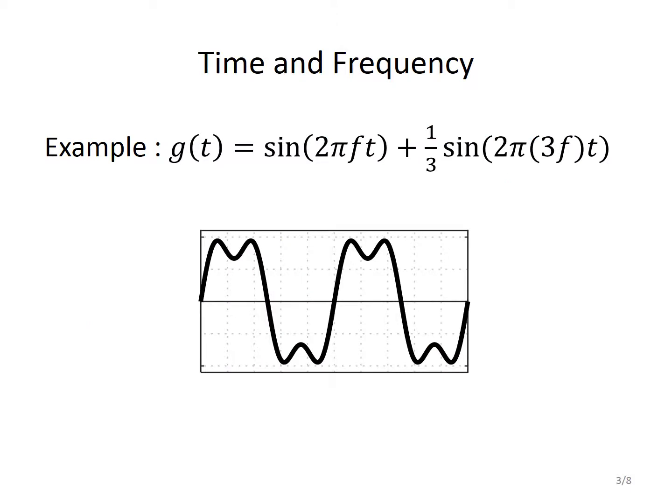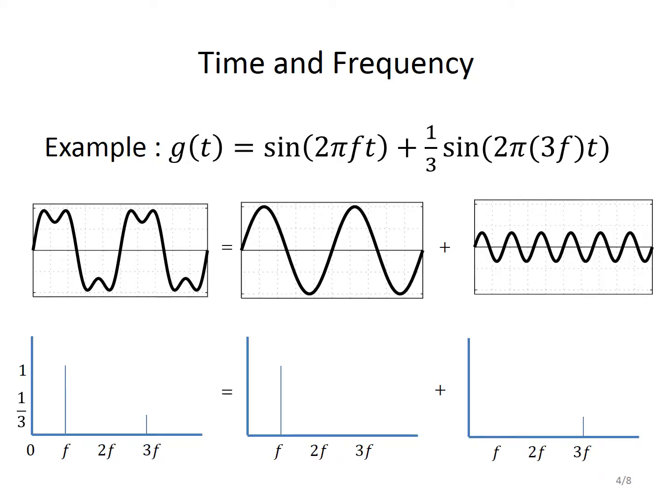Here is an example signal, the sum of two sinusoids of different frequencies and amplitudes, shown in the time domain. In this example, t is a variable and f is a constant. In the frequency domain, each sinusoidal component of the signal appears as a weighted delta function at its respective frequency.